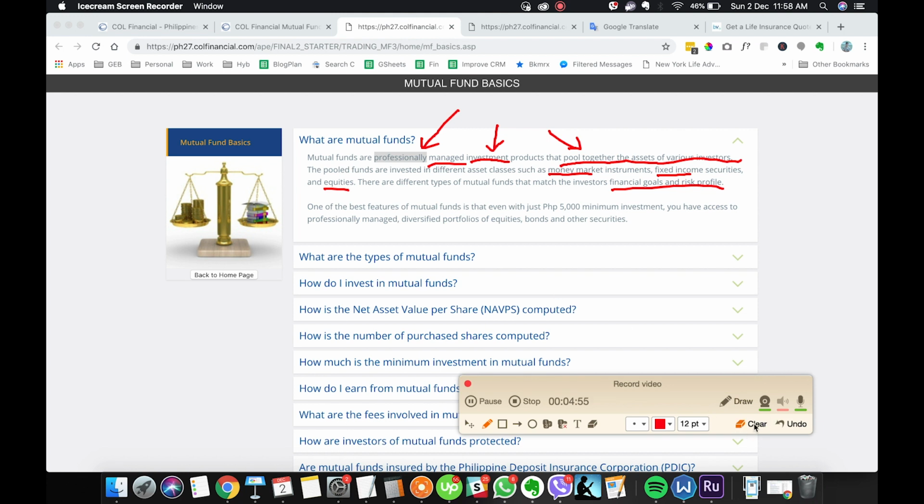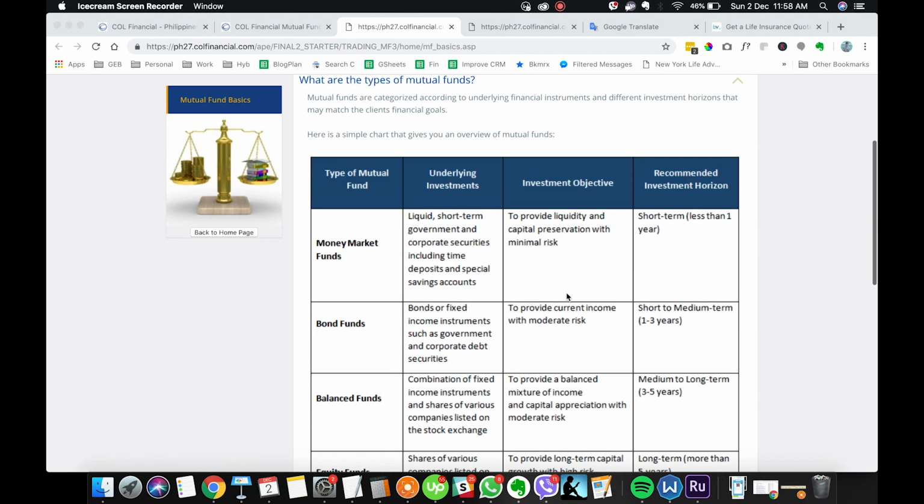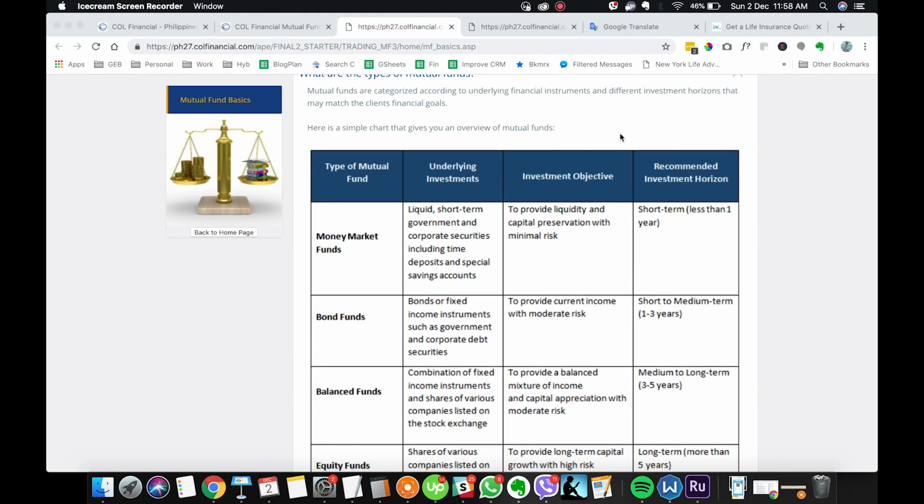Next is, what are the types of mutual funds? They are categorized by underlying financial instruments depending on the different investment horizons. When you say horizons, it means your timeline, when will you need that money?